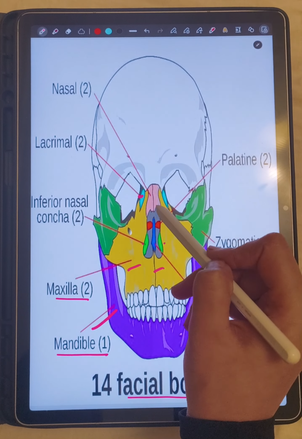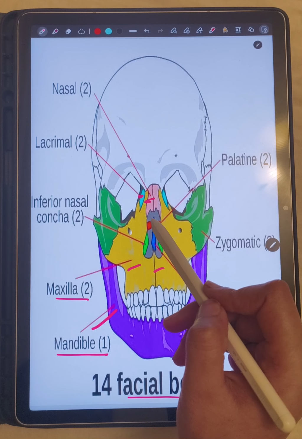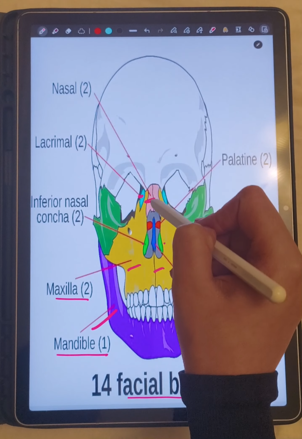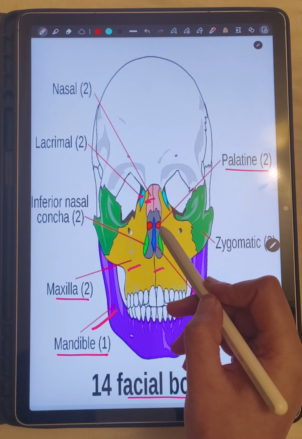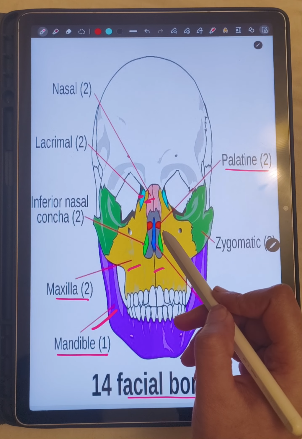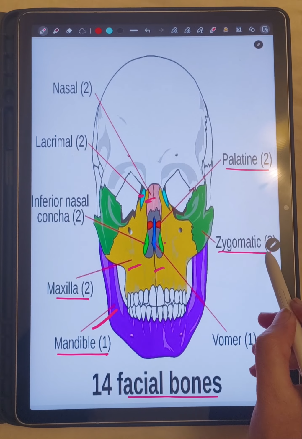Next are the 2 nasal bones. These are the nasal bones, the bridge of the nose. They support the cartilage that shapes the lower nose. Next is the palatine bone, located at the back of the nasal cavity. It forms part of the hard palate, the roof of the mouth and nasal cavity. 2 zygomatic bones.